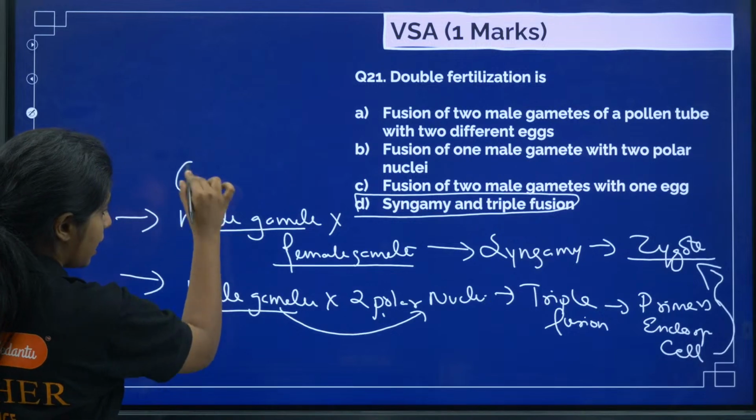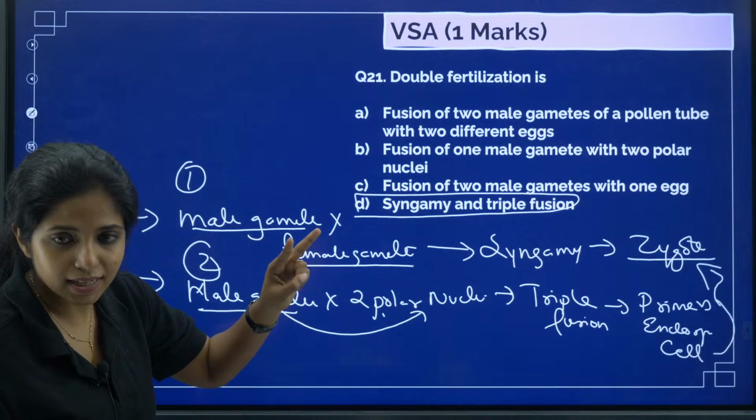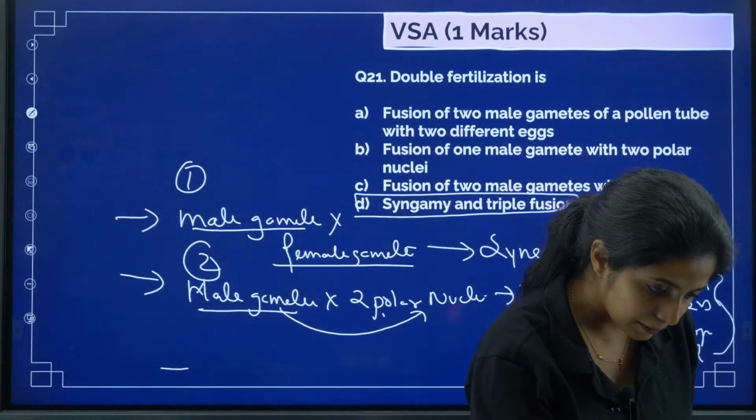So this and this together is known as double fertilization. Fertilization is happening twice, syngamy and triple fusion coming together. So this is the answer. Did you get it?